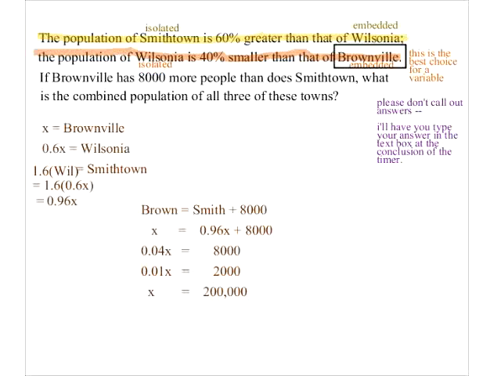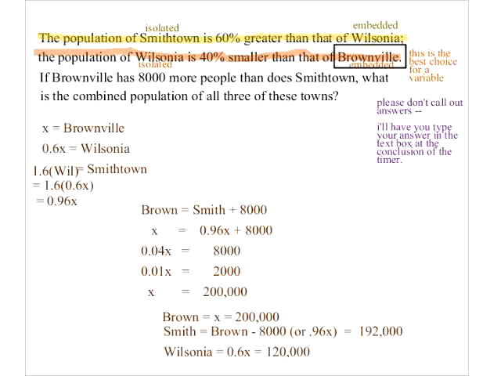So then you have Brownville is x, which is 200,000. For Smithtown, you could just take away 8,000 people. So it could be Brown minus 8,000. Or you could do 0.96x. Either way, you get 192,000. And then Wilsonia is 0.6x, which is 120,000. So the total of all of this stuff is going to be 512,000 people.